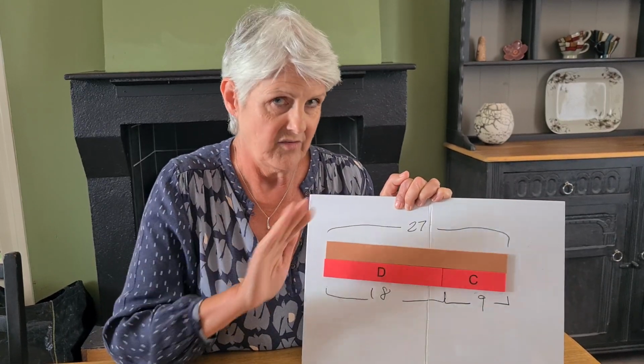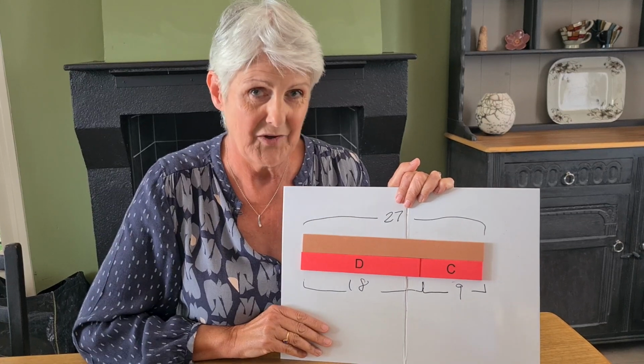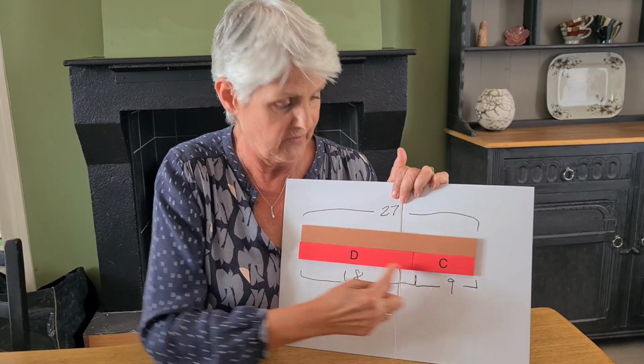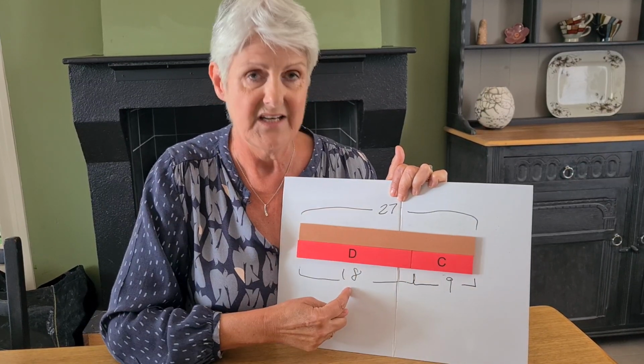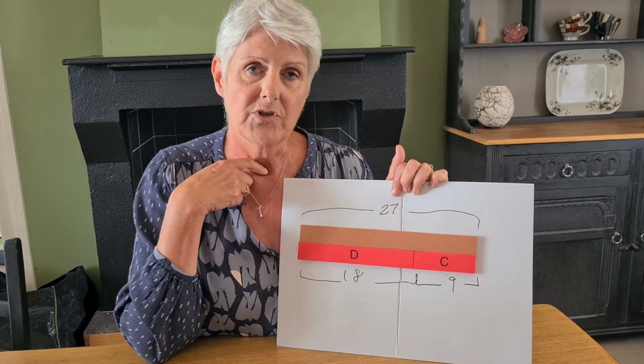But at that point, it's not all over. You should go back and repeat those conversations about the fact that this part and that part together make up the whole, and 18 and 9 together make a whole, which is 27.